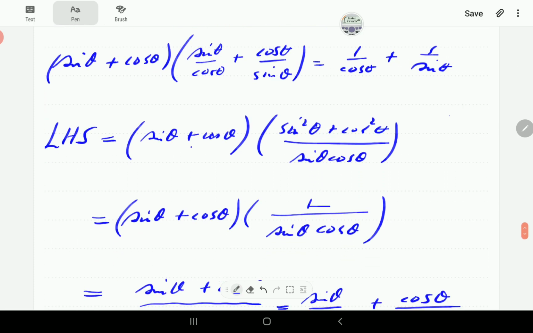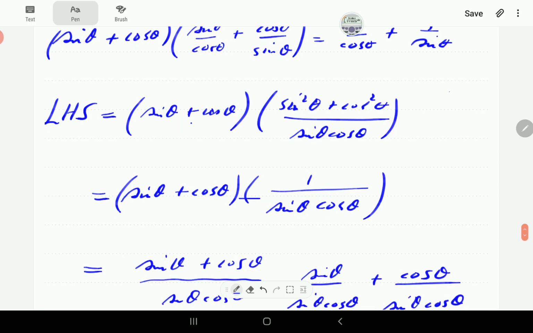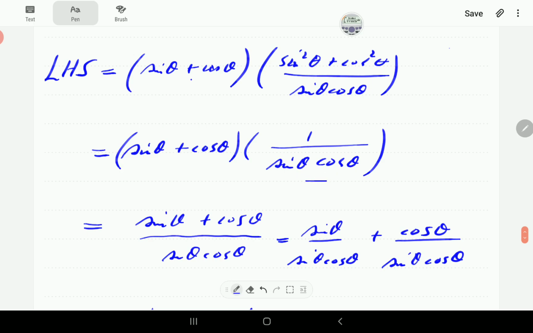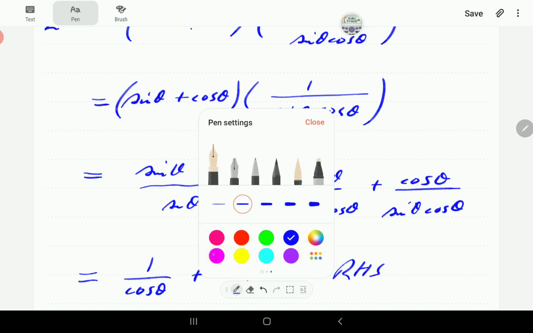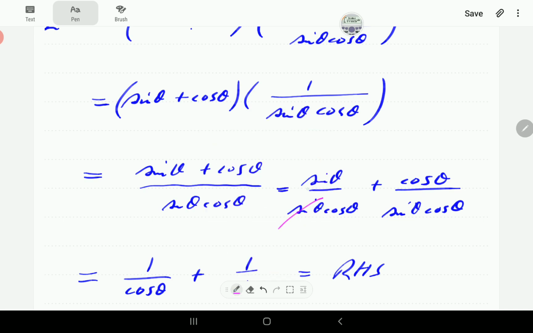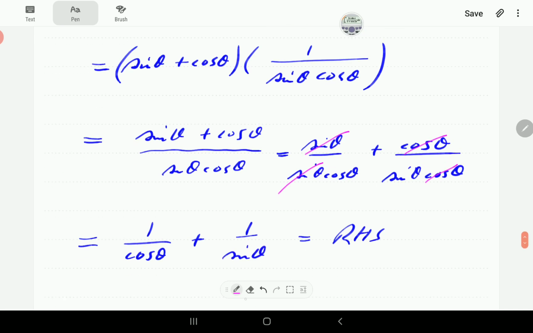Then sine squared plus cosine squared is 1. Then if you multiply these two, so it goes in the numerator, goes in the denominator, then you can use the distributive law of division of fractions. You get sine over this, then cosine over the same thing. Then in the first term the sine is going to cancel out, the second term the cosine is going to cancel out, and we got 1 over cosine plus 1 over sine, and this is already the same as the right hand side.